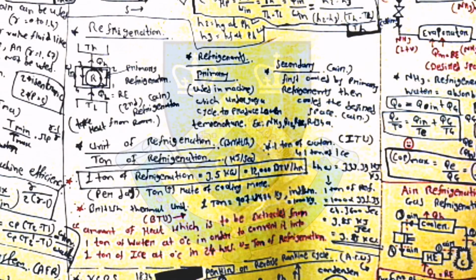Then there is one topic of refrigeration. 1 ton of refrigeration is equal to 3.5 kilowatt, which is equal to 12,000 BTU per hour. After that, the definition of the ton of refrigeration: the amount of heat which is to be extracted from 1 ton of water at 0 degrees Celsius in order to convert it into 1 ton of ice at 0 degrees Celsius in 24 hours.